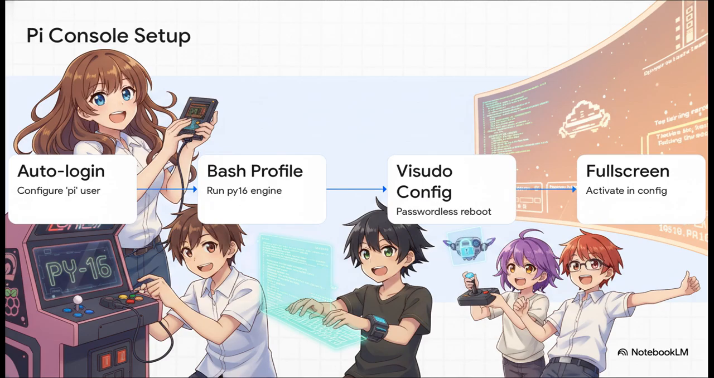You configure auto login, add a single line to your bash profile to run the engine, tweak the visudo config so it can reboot without a password, and turn on true full screen in the config file. Boom! You've got a standalone arcade machine ready for your living room TV.